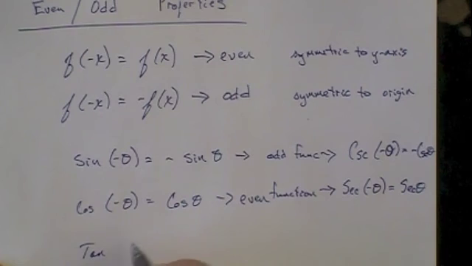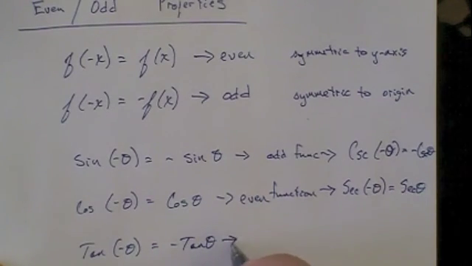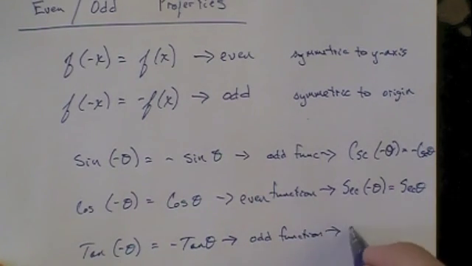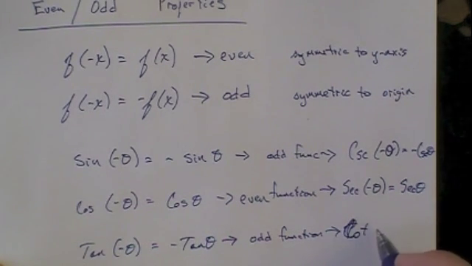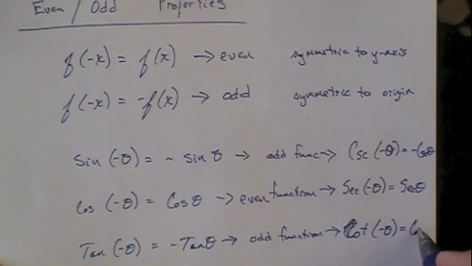Tangent is also an odd function. Which then again means that our cotangent is also odd. The opposite of cotangent of theta.